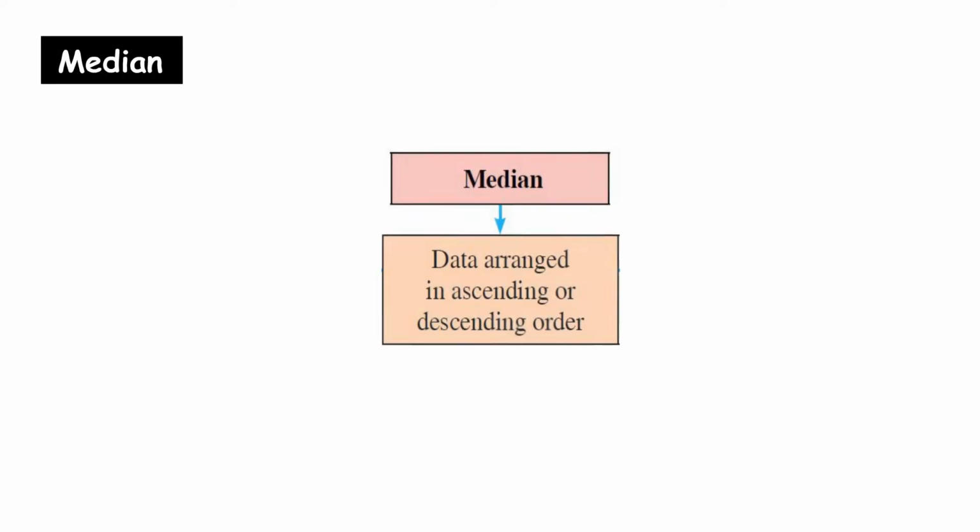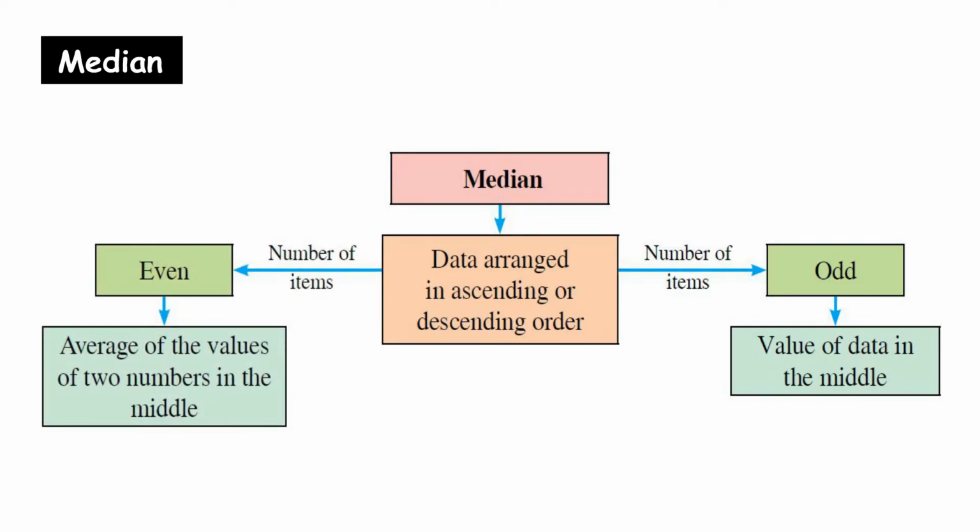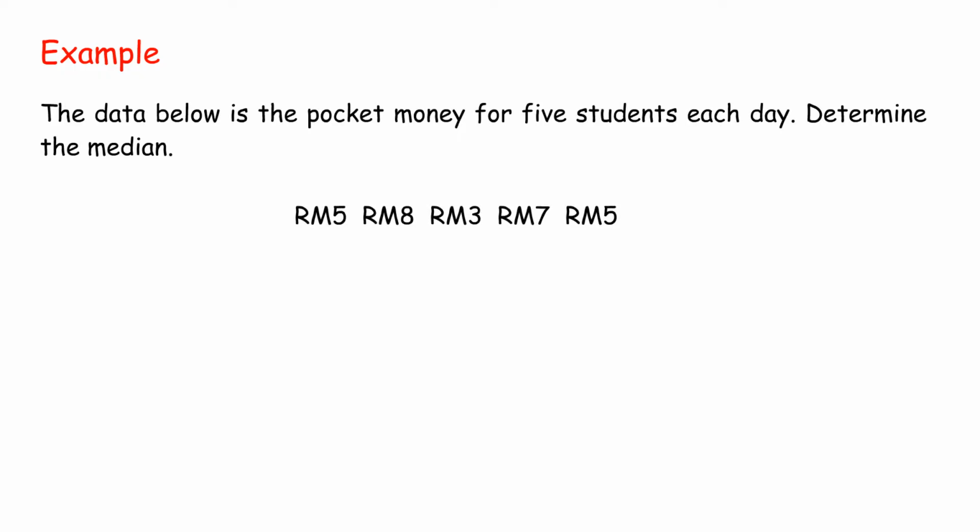Median. Arrange the data in ascending or descending order. The median for a set of data with an odd number of items is the value in the middle, while the median for a set of data with an even number of items is the average value of the two numbers in the middle. Example: the data below is the pocket money for 5 students each day. Determine the median.